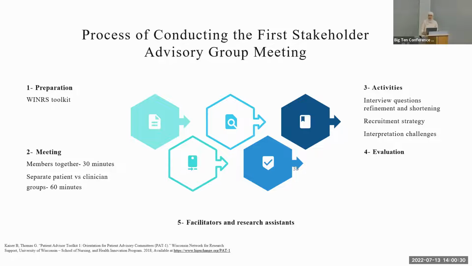Then 30 minutes into the meeting, we split into two groups: the first a clinicians group, and the second for patients. Within that, we went through three main activities. The first was to refine the interview questions we're going to ask in the qualitative study. The second was to provide more information and help in improving the recruitment strategy. The third was to provide more information about challenges we might face by including interpreters in the interview.